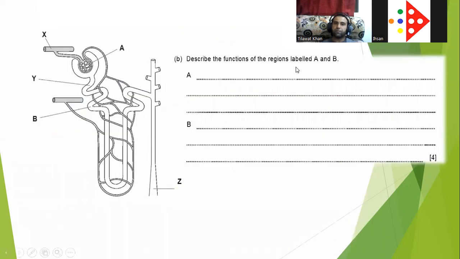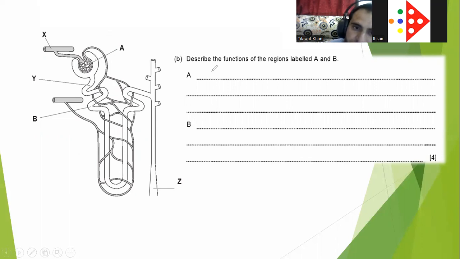Describe the function of region A and B. Could you please tell me the function of region A? What is region A? Region A is toward the glomerulus, right? So in region A, what is happening?